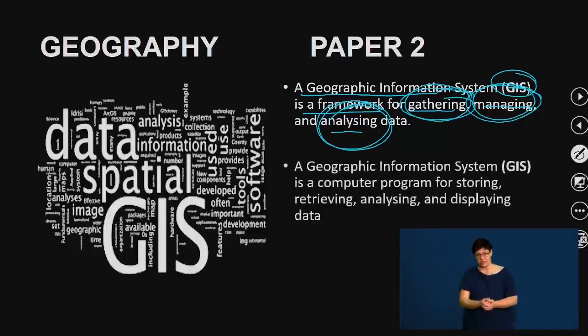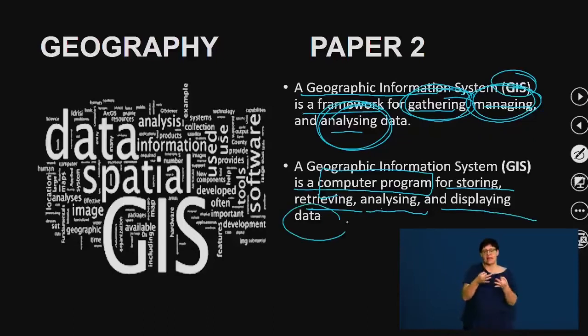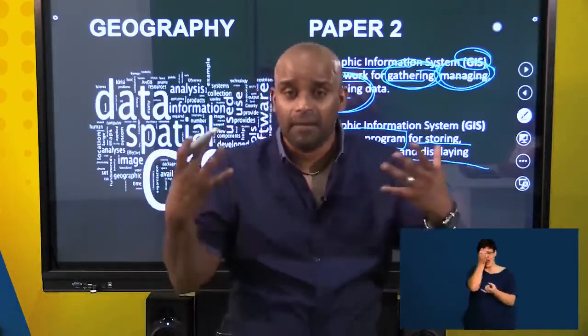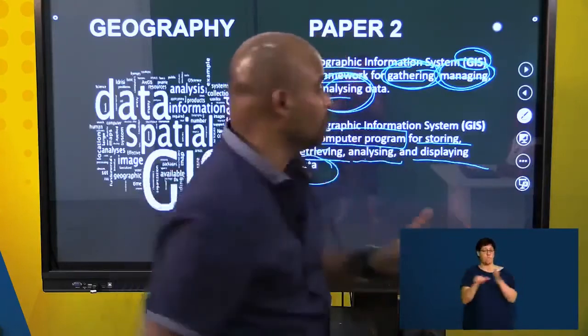Another definition could be: a computer program for storing, retrieving, analyzing, and displaying information. So these two definitions give you a basic understanding of what to expect in GIS. Basically, a computer program responsible for gathering, storing, and managing information so that we can make it user-friendly for everybody else out there. Geographers are becoming more and more important to the rest of the world.